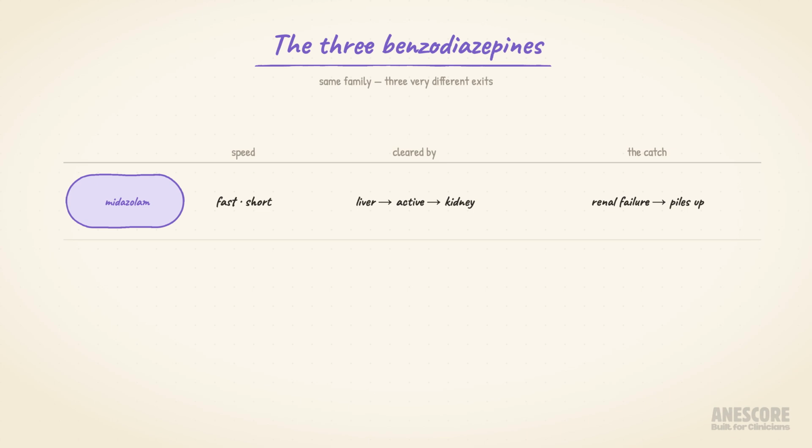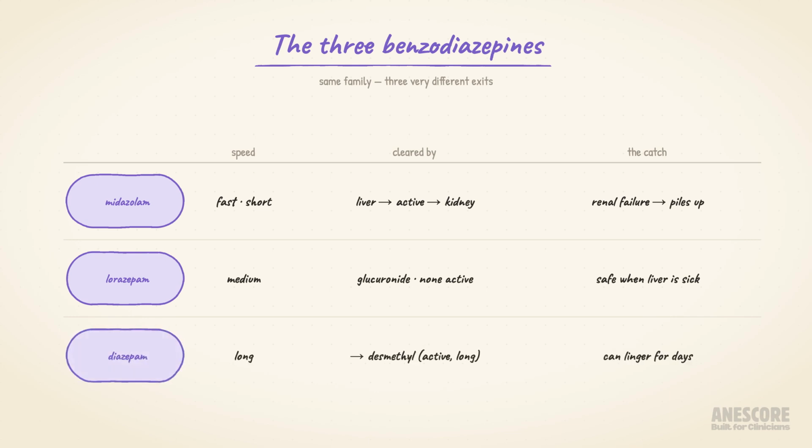Midazolam is the sprinter, fast in, short acting, but the liver turns it into an active metabolite, alpha-hydroxymidazolam, that the kidneys then remove. So in kidney failure, or after a long infusion, it piles up and sedation drags on. Lorazepam is the middle ground. The liver simply tags it with glucuronide and is done, leaving nothing active behind, which makes it dependable when the liver is sick. Diazepam is the marathoner. It's broken into desmethyldiazepam. It's self-active and very long-lived, so a single dose can linger for days. Same family, 3 very different exits.